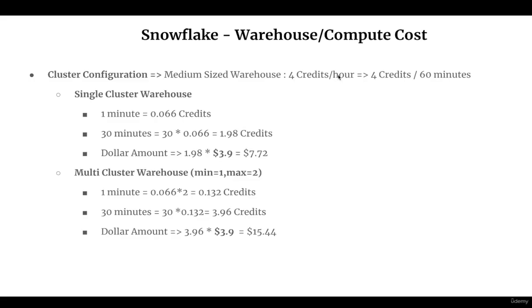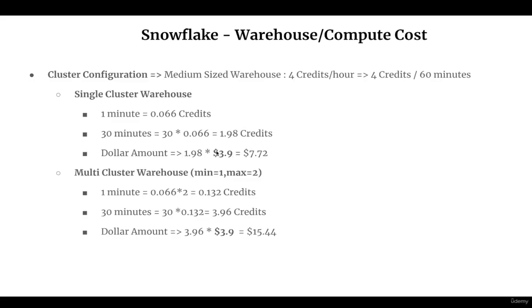Which equates to 4 credits per 60 minutes, right? Now let's say we did not create a multi-cluster warehouse. Let's just imagine it was a single cluster warehouse. If it's going to be 4 credits per 60 minutes, 1 minute is going to be 0.066 credits. Let's say your warehouse was up and running for 30 minutes. You kept your warehouse busy by running some operations and it was alive for 30 minutes. That basically means 30 times 0.066, which is 1.98 credits. Now the dollar amount that you will have to pay is 1.98 times 3.9.